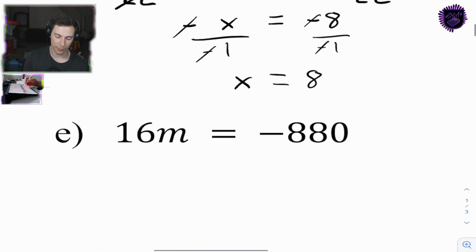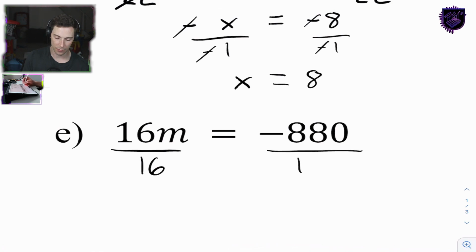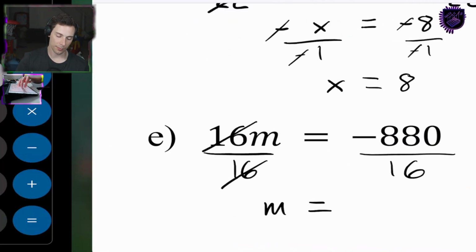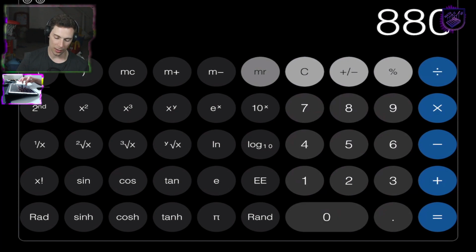E. Whoa, okay. Once again, we need to divide by 16 on both sides and cancel out, and we're going to be left with m is equal to, now how many times does 16 go into 88? 16m is equal to 880. I don't know if that's the best. It goes into 300 and, yeah, 880 divided by 16, 55.